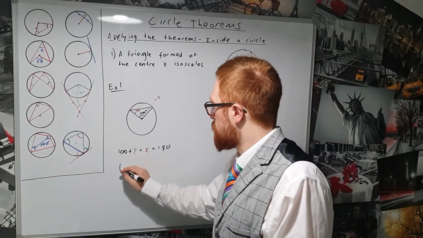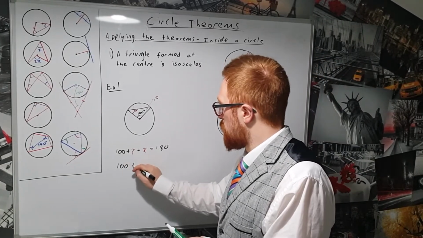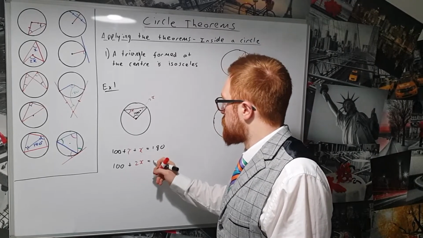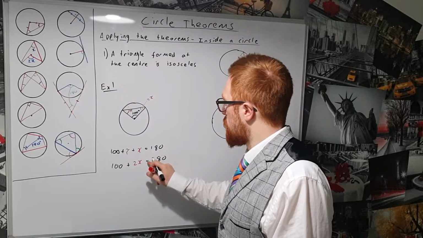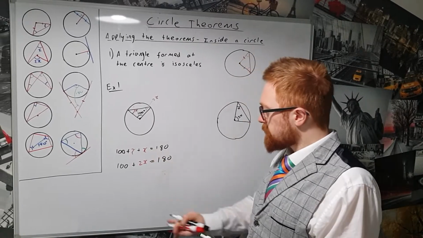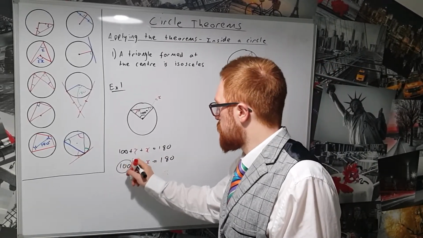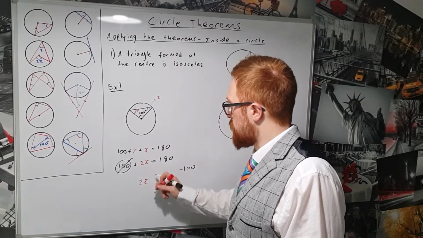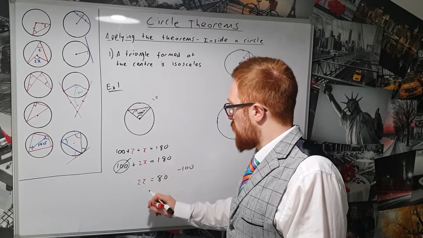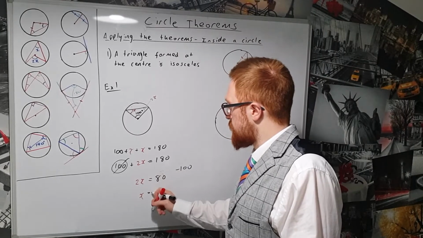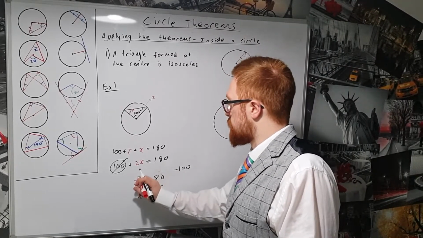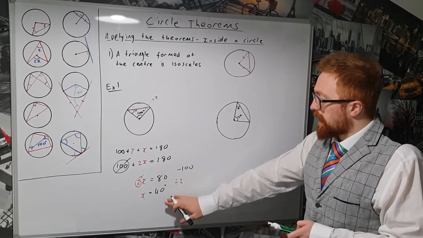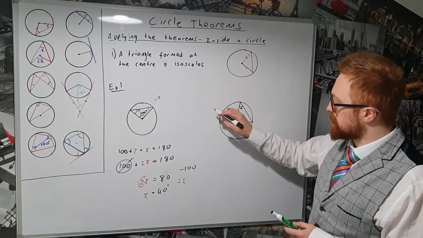So let's simplify first. 100 plus, well, x plus x is just 2x, is still equal to 180. Now we subtract the 100 from both sides. So we get 2x is equal to 80. Which then gives us a final answer of x is equal to 40 degrees if we divide by that 2. Okay, so in this one we've got x is equal to 40 degrees.